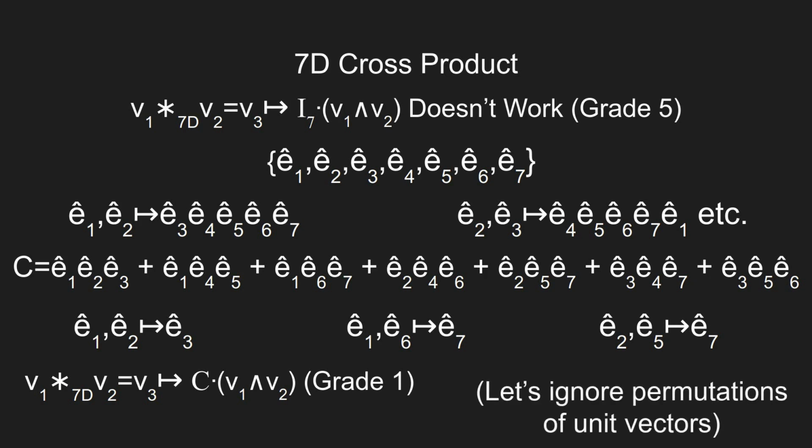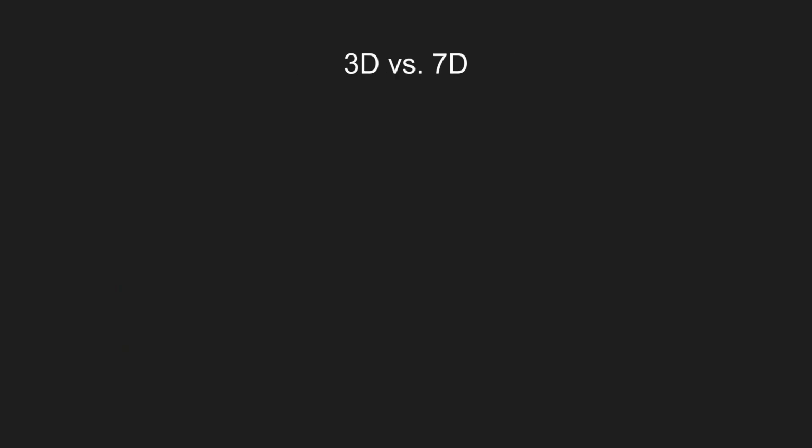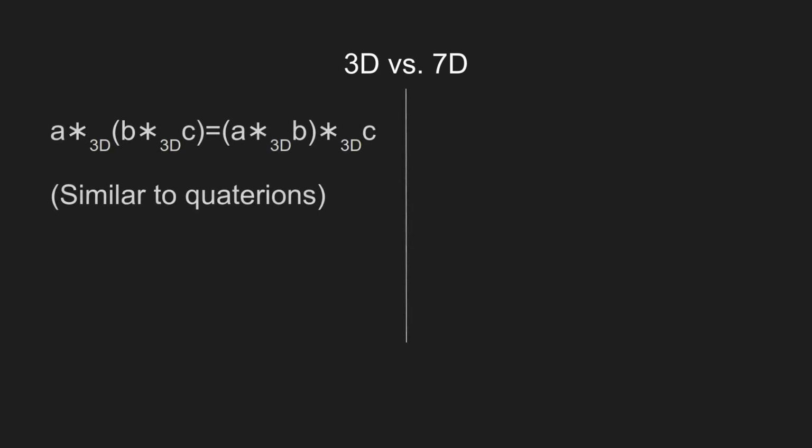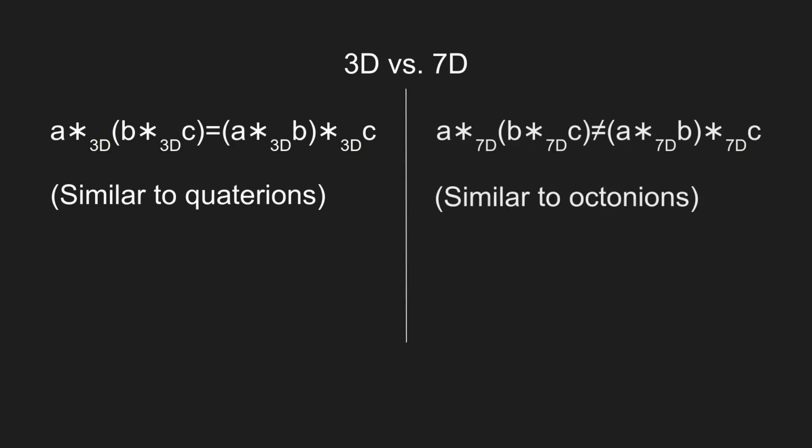One interesting thing to do is compare the 7-dimensional cross product with the original 3-dimensional one. The 3D case obeys associativity under multiplication, that is, A times B times C equals A times B times C, and up to a minus sign is identical to quaternion multiplication. Looking to the 7D case, we see that it does not obey such associativity, and it is in fact identical to the octonions up to a minus sign.